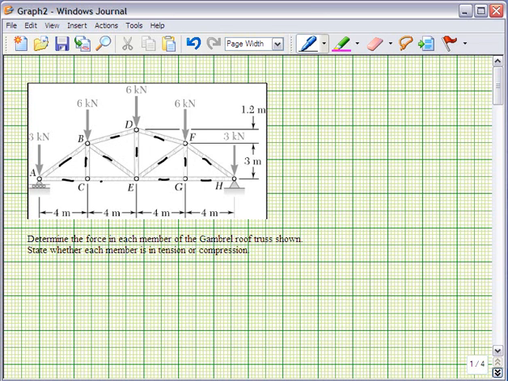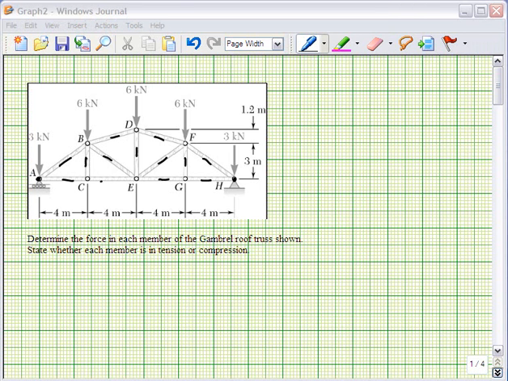The process is the following. We first find the reaction forces at the points A and H. That's A, that's H, so we'll find the reaction forces. Then we'll go joint by joint and draw the free body diagram of each joint. As soon as I find the free body diagram for each joint, we will be able to use Newton's laws and the equations of equilibrium to find out what the forces in each of the bars are.